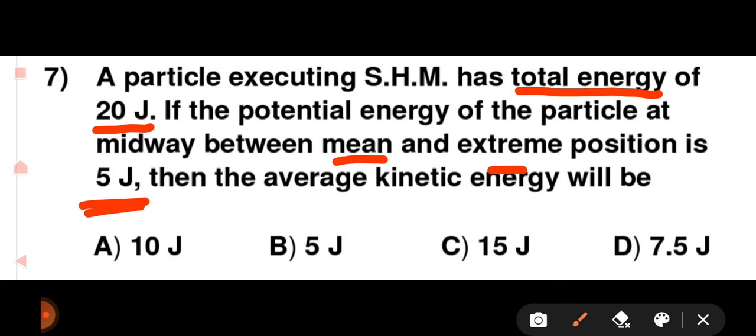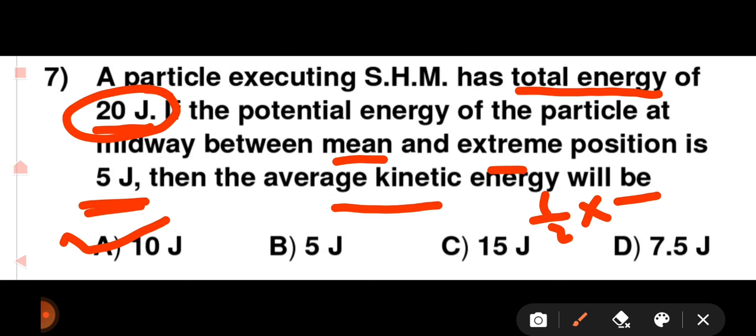So the average kinetic energy is half of the total energy. So total energy is 20 joule. If we take half of 20 joule, then we get 10 joule. So that is the correct answer. So remember, average kinetic energy is half of the total energy, and here the total energy is 20 joule. So half of 20 is nothing but 10 joule. So option A is the correct one.